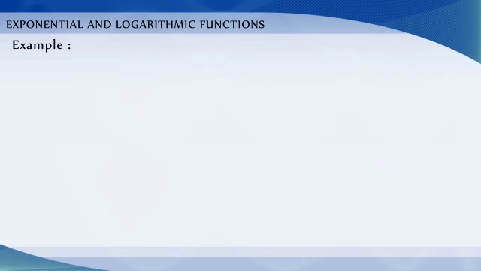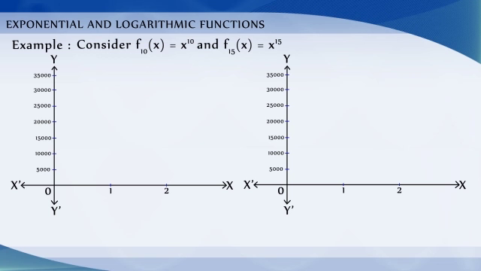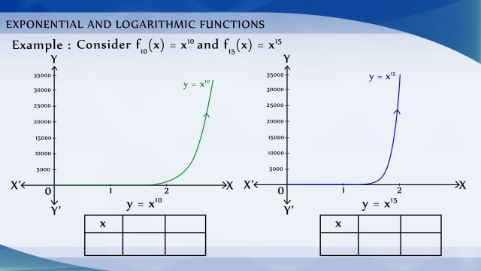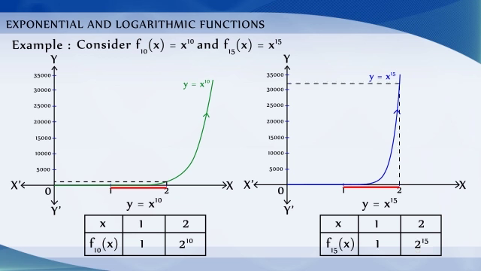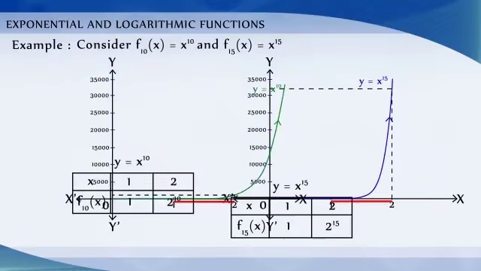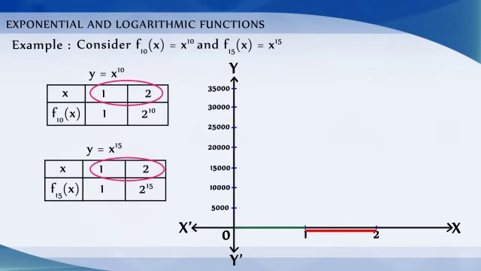For example, consider f10(x) = x^10 and f15(x) = x^15. If x increases from 1 to 2, f10 increases from 1 to 2^10, whereas f15 increases from 1 to 2^15. Thus, for the same increment in x, f15 grows faster than f10.